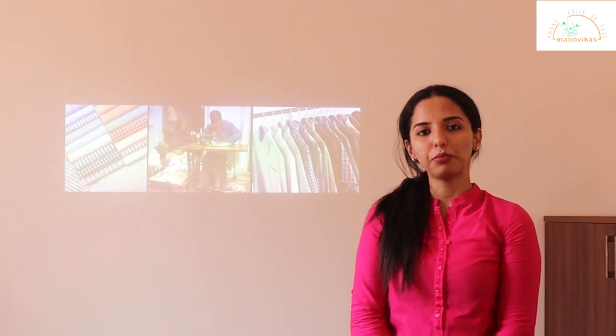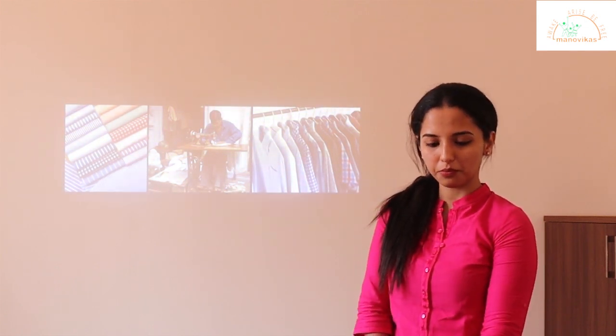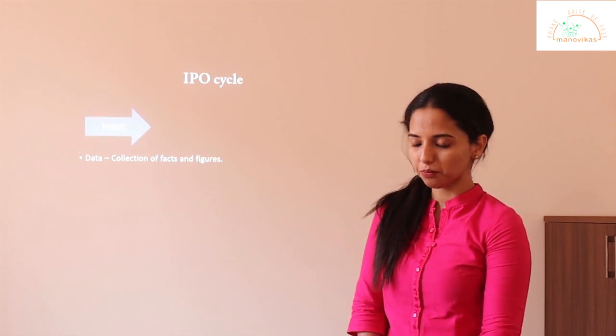Similarly, we have an IPO cycle for the computer. What is IPO cycle? IPO stands for input, processing and output. Input. The user gives input as a data to the computer. The data is a collection of facts and figures, like the letters that we type on the computer or the numbers we type. It is termed as a data that is given to the computer.